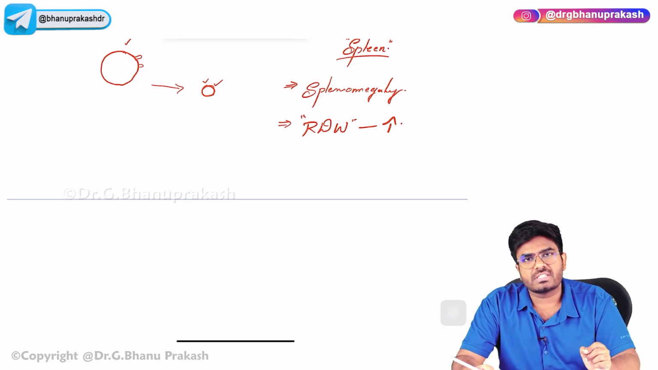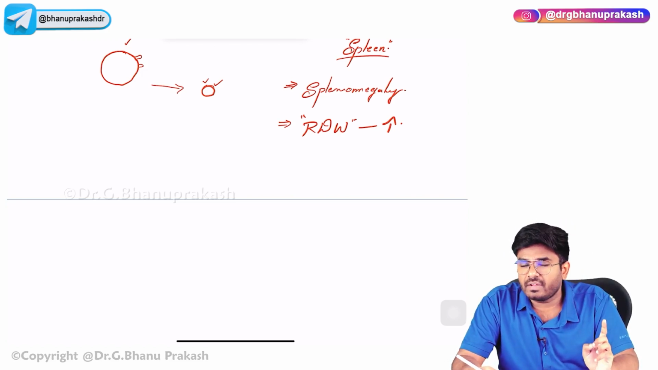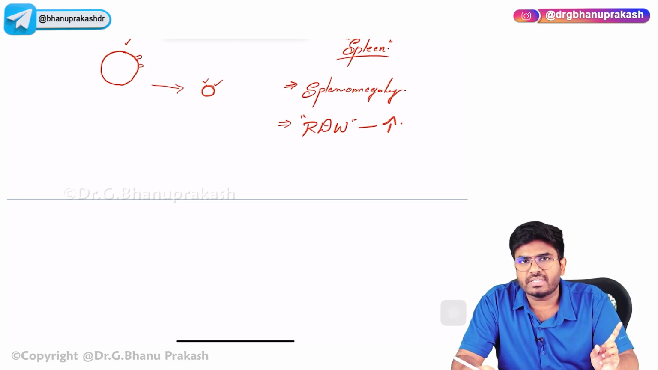This also we have discussed in iron deficiency anemias. In iron deficiency anemias also the red blood cell distribution width increases.